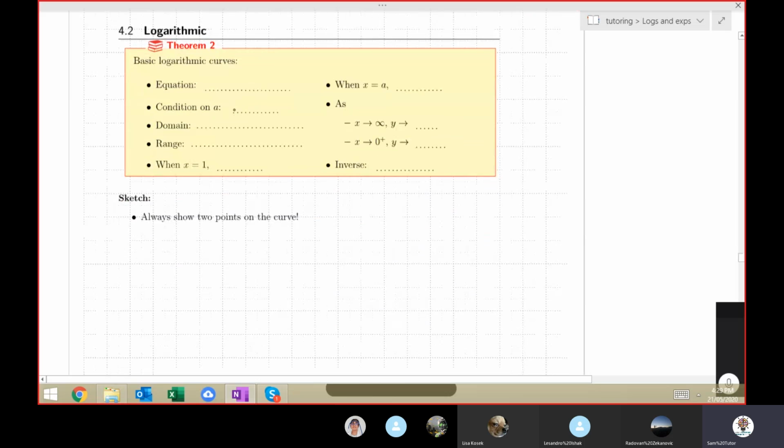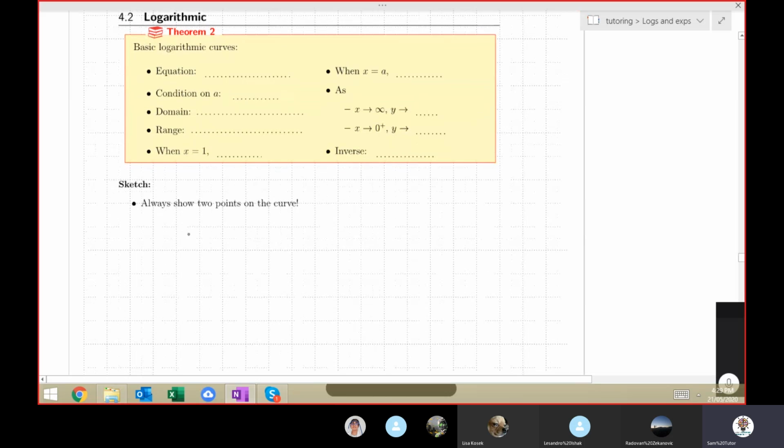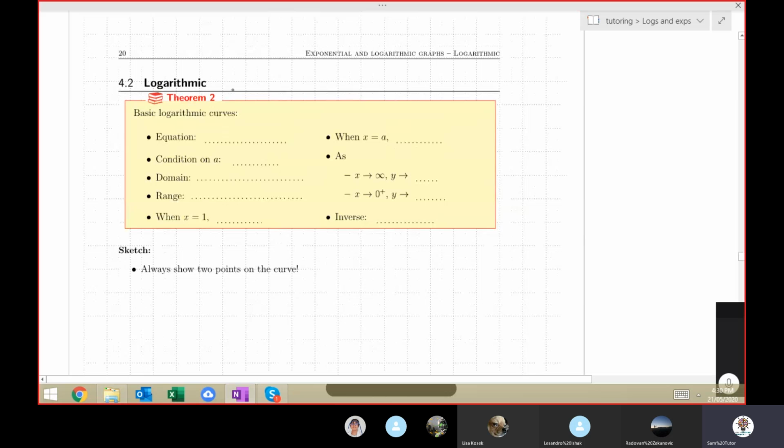Okay. Log graphs. Well, logs are the exact opposite of exponentials, right? So the inverse of a log would be an exponential. Log graphs can be log of anything, like log anything here and anything here and any power here.